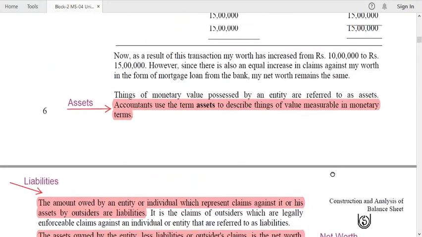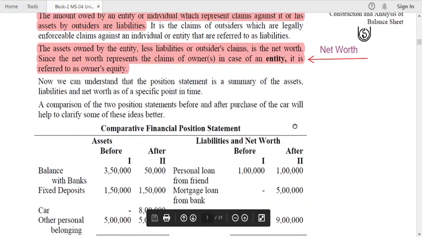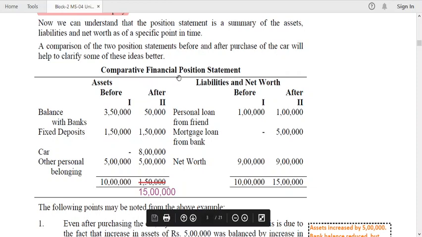As we have seen here, the net worth is 9 lakh rupees. Since the net worth represents the claims of the owners in the case of an entity, it is referred to as owner's equity. Now we'll see the comparative financial position statement before and after purchase of the car. Before purchase of the car, the person is having 3,50,000 rupees as cash and he paid 3 lakh rupees for purchase of car. Therefore, cash reduced to 50,000.